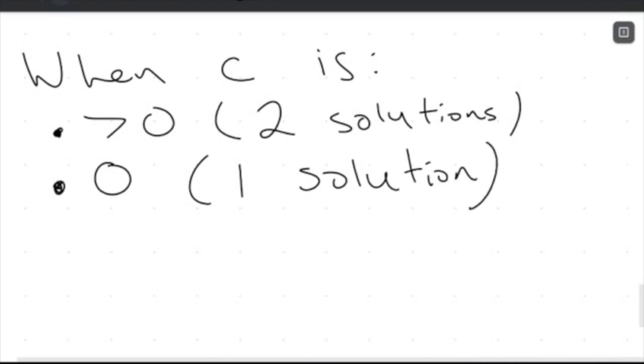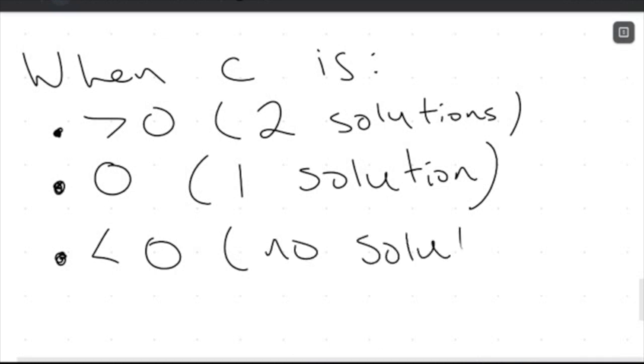Because we can't have plus or minus 0. 0 isn't a positive nor a negative number. It just represents nothing. It just represents 0. And when we had it being less than 0, we got no solutions. So these are some really important observations we can make when solving quadratic equations.